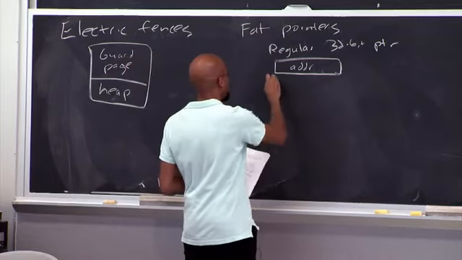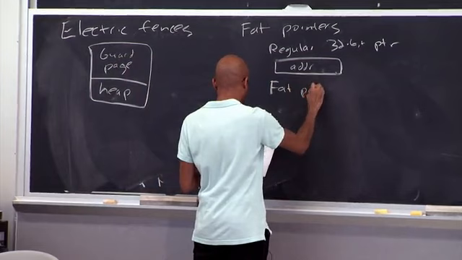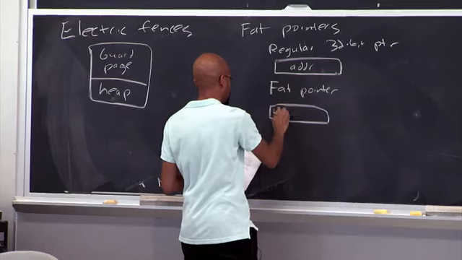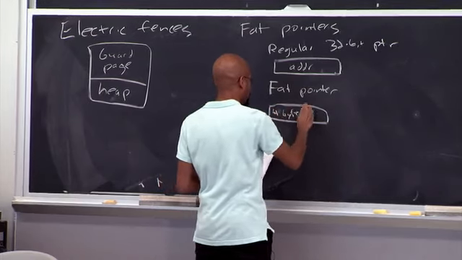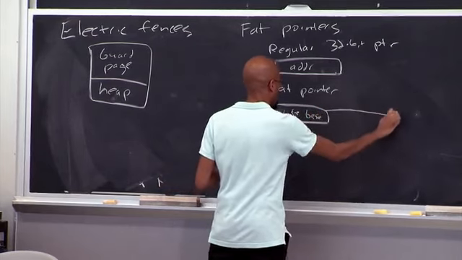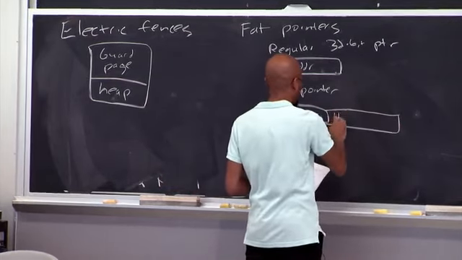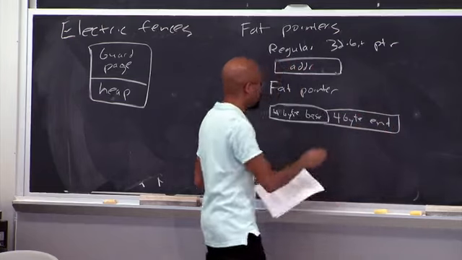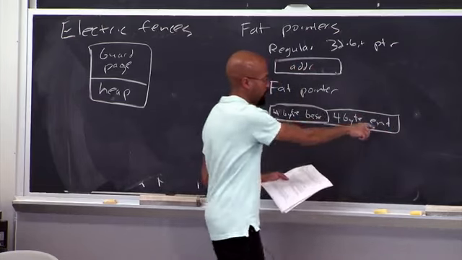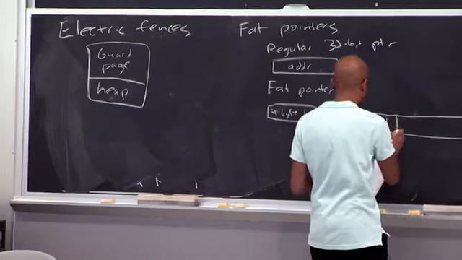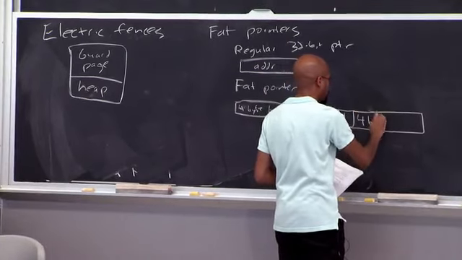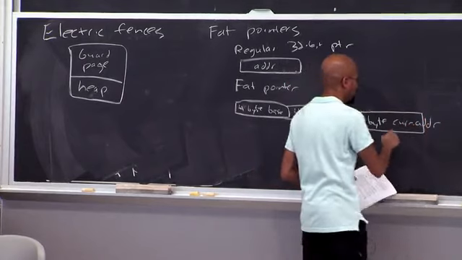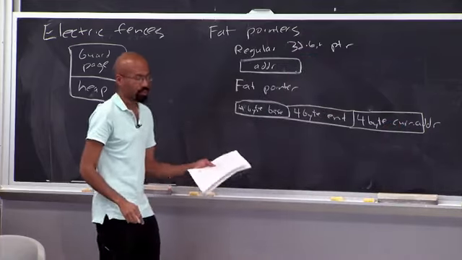If you look at a fat pointer, one way you could think about it is you've got a 4-byte base, and then you have a 4-byte end. In other words, this is where the allocated object starts, and that's where it ends. And then you've got a 4-byte cur address. So this is where the pointer actually is within those bounds, right?